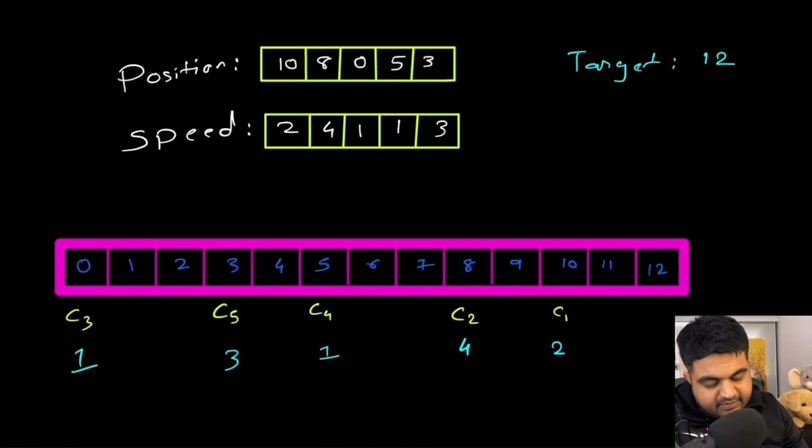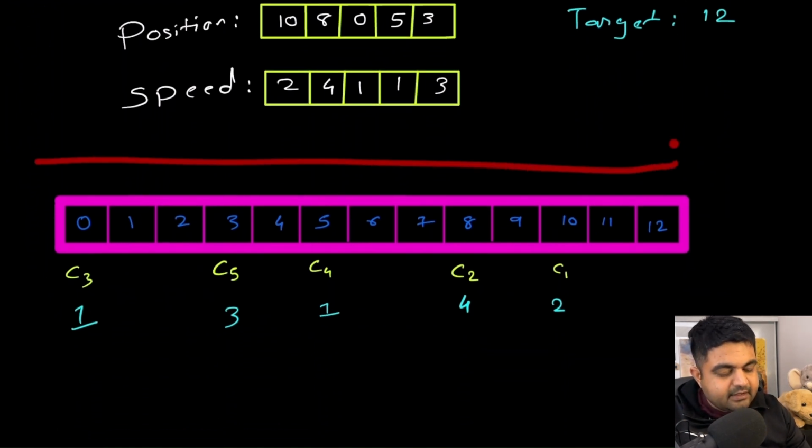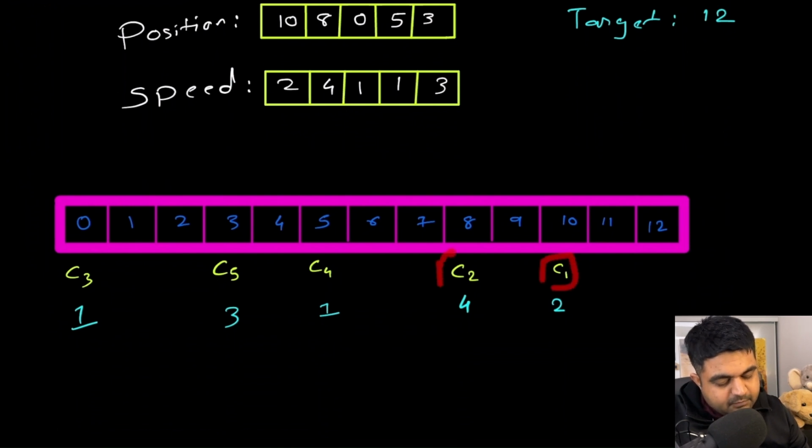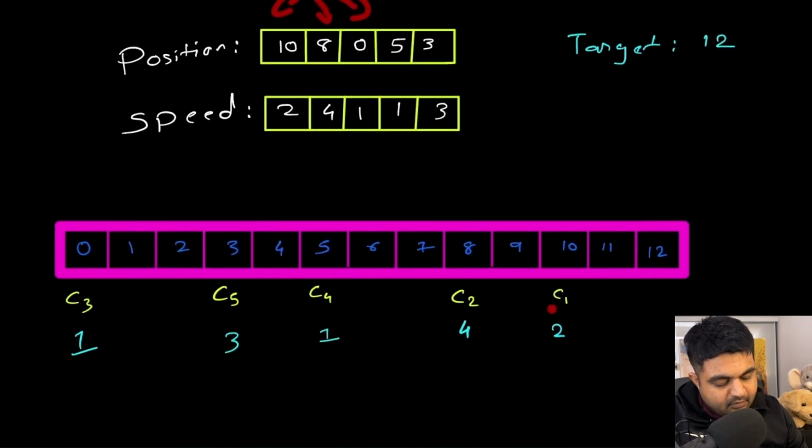Over here, we are given a target value of 12 that we need to reach, and we are given the positions and also the speeds of the subsequent cars. Here I have plotted a graph, or a number sequence, where 12 is the target that every single car is trying to reach. C1, C2 and so on represent different cars, and based on their positions in the array, I have already plotted them on this line.